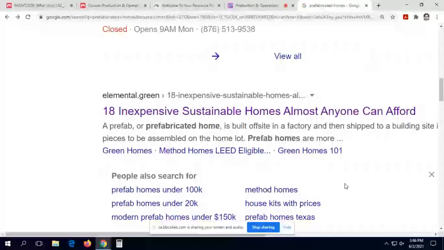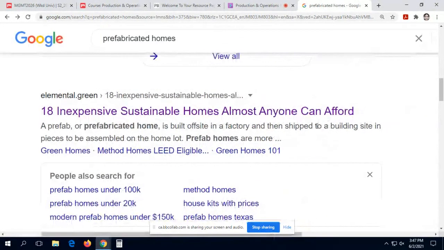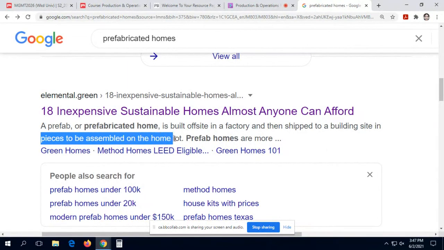But you should be running your own search, Google search or whatever. And so as you are seeing on the screen now, thanks for this example, Terry. I would not have spoken about it if you did not speak about construction. Yes, prefabricated homes are built offsite in a factory and then shipped to a building site in pieces to be assembled on the home lot.